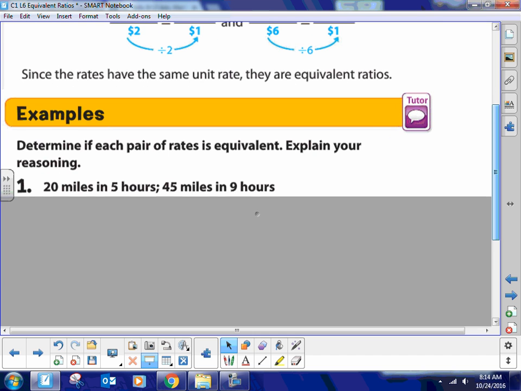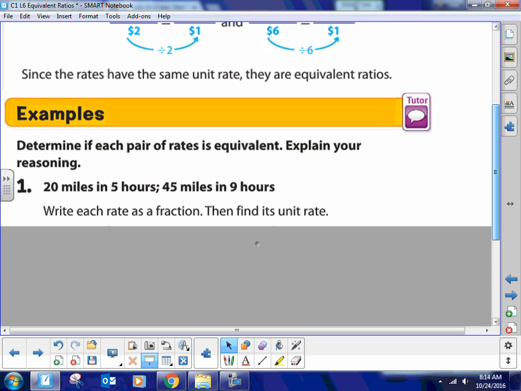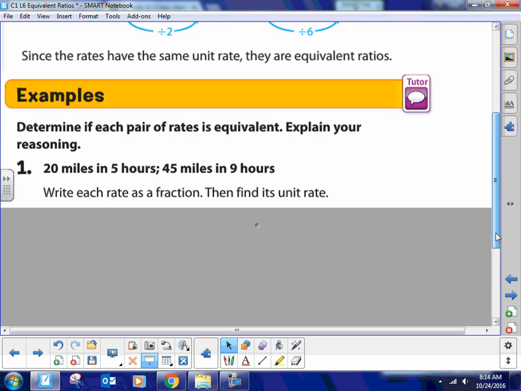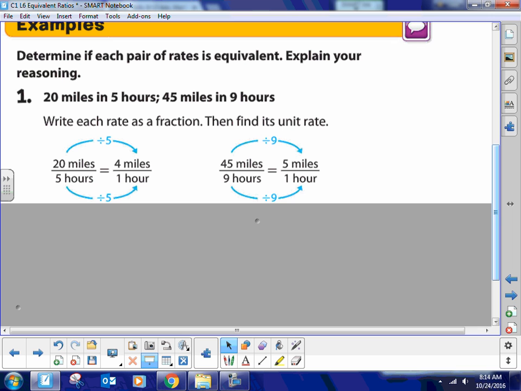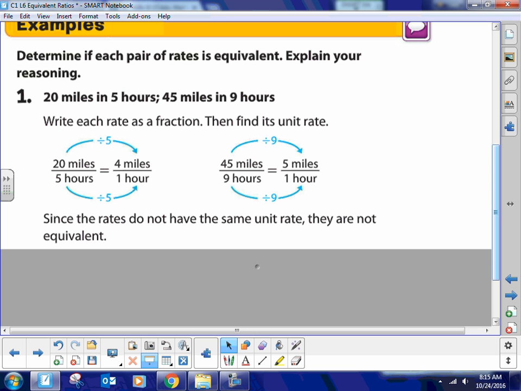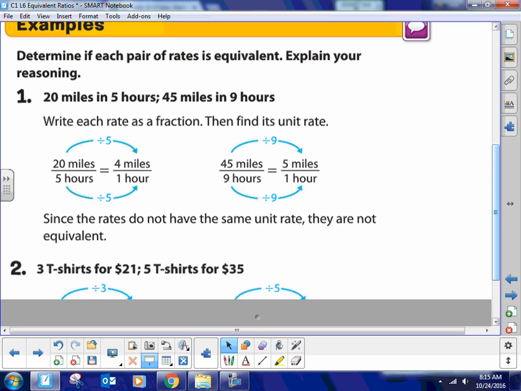Now we will determine if each pair of rates is equivalent. Explain your reasoning. 20 miles in 5 hours, 45 miles in 9 hours. Write each rate as a fraction, then find its unit rate. There you go. They got it down to the unit rates here. You can see that they are not equivalent because they simplified it down to its simplest form. 4 miles in 1 hour is not equivalent to 5 miles in 1 hour. Since the ratios do not have the same unit rate, they are not equivalent.